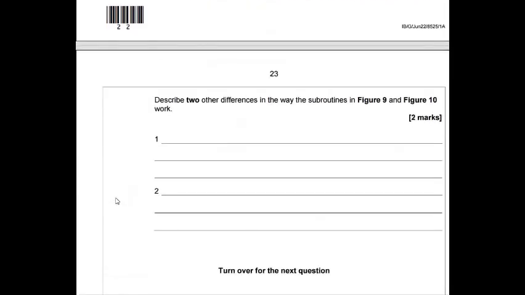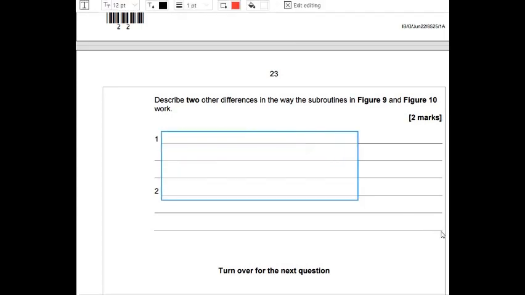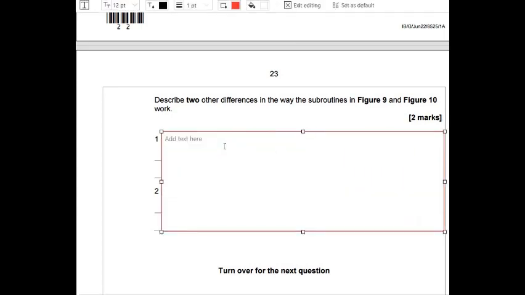So you've got 2 marks for this. We need to just describe 2 other differences in the way subroutines in figure 9 and 10 work. So repeat until tests the condition at the end. That's the first one.